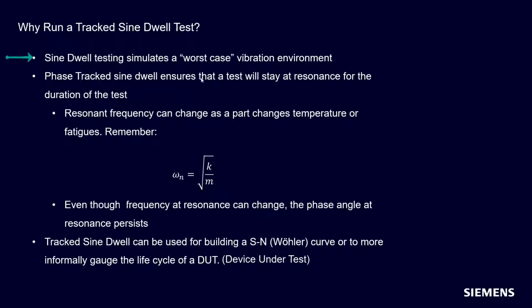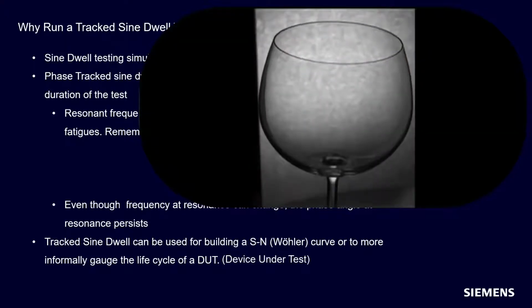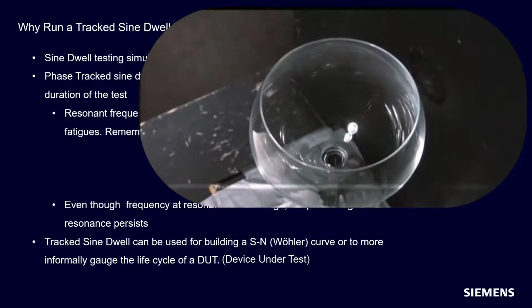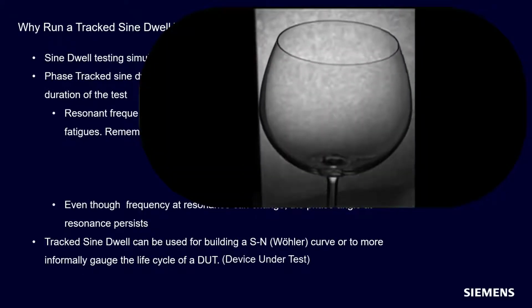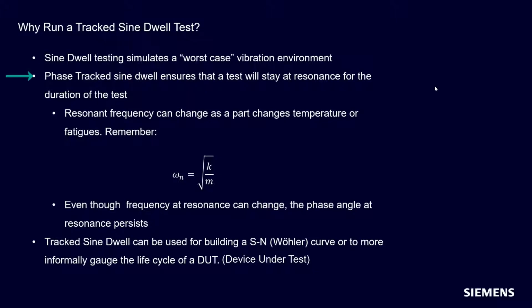So, why run a Tract sine dwell test? Well, sine dwell testing in general simulates a worst-case vibration environment. We've all seen videos like this with a wine glass excited by some type of acoustic frequency at resonance until the wine glass shatters. What phased Tract sine dwell does is ensure that a sine dwell test will stay at resonance for the duration of the test.